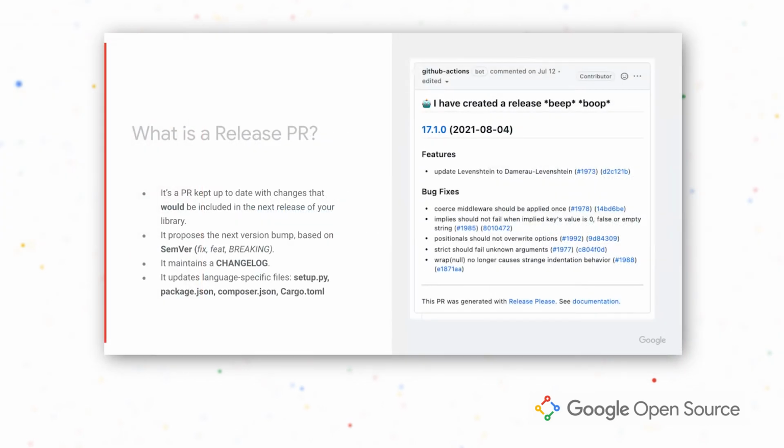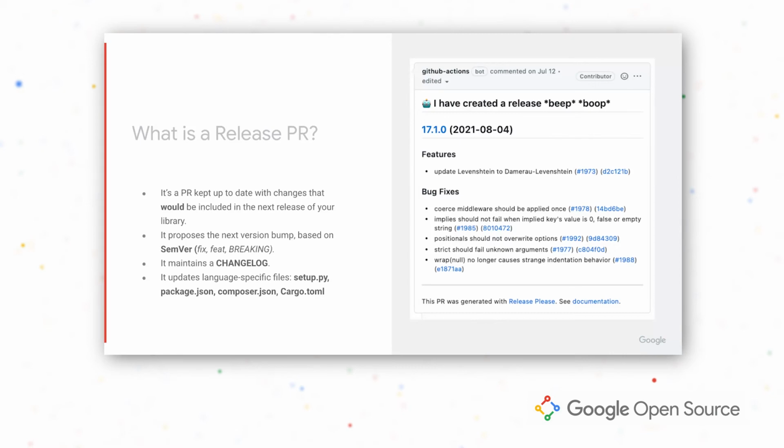What is a release PR? It's a PR that's kept up to date with the changes that would be included in the next release of your library. So if we take a look on the right here, we don't release a new version of the library with each new update that happens. We keep this release PR up to date, and it might include an entire collection of things that are going out to the customer. So in this example, we have a feature that's going out to the customer, and then we have a few bug fixes that are also going to go out to the customer. The other nice thing it does is it proposes what the next version bump will be for your library based on semver, taking into account the fixes, features, and breaking changes. So in this case, we have five bug fixes and a single feature.